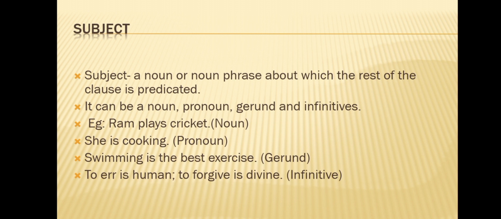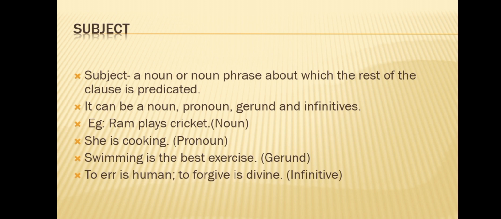So this subject can be a noun, it can be a pronoun, a gerund, or it may be an infinitive. So first example, Ram plays cricket. In this sentence, Ram is the noun. It's a naming word. So this is a noun. It frames the subject of this sentence. The next example, she is cooking. In this sentence, we don't have any naming words. We have this pronoun she. So in this sentence, this pronoun she forms the subject of the sentence.